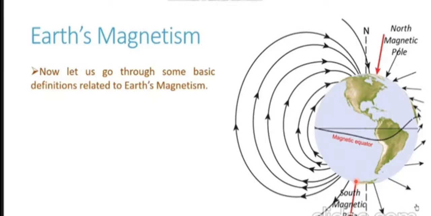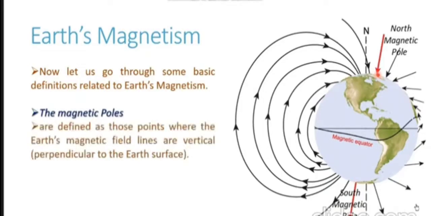So let us now go through some basic definitions related to the Earth's magnetism. First we come to the magnetic poles. What are these magnetic poles? Magnetic poles are defined as those points where the Earth's magnetic field lines are vertical. Vertical means perpendicular to the Earth's surface.